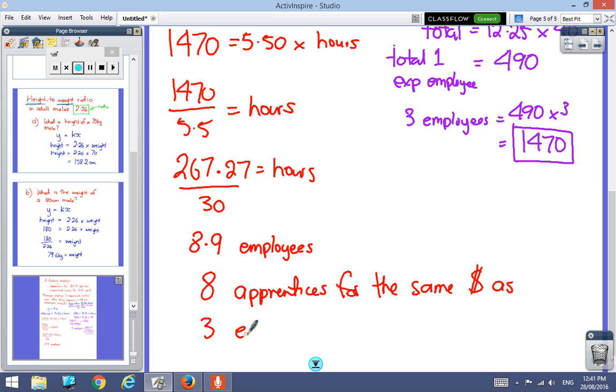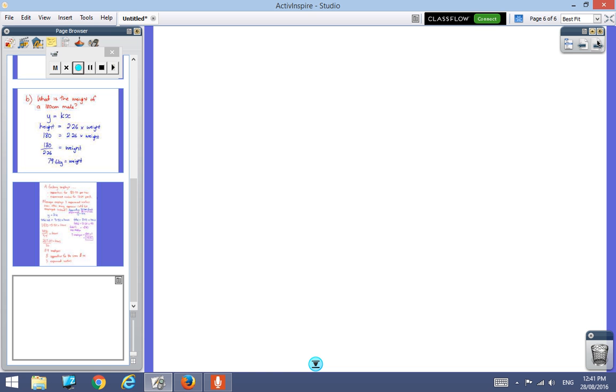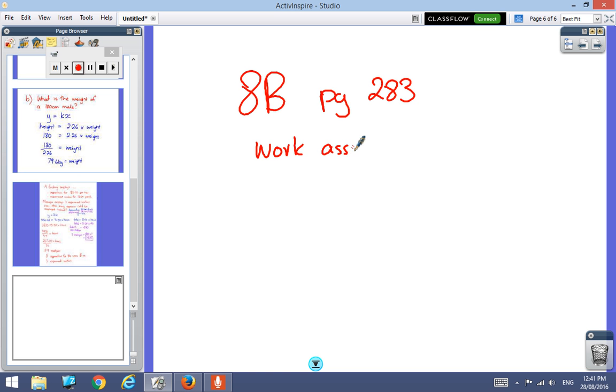as 3 experienced workers. Okay, 8B on page 283, A3, is the work associated with this, with direct proportion. Can you start working through some of those questions, please?